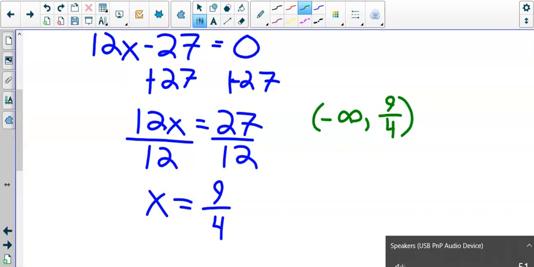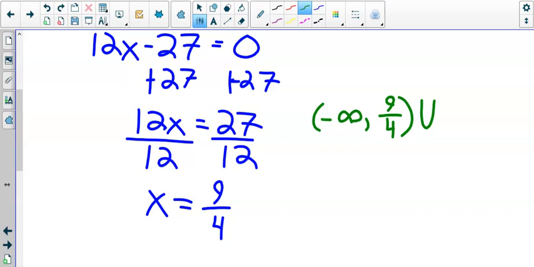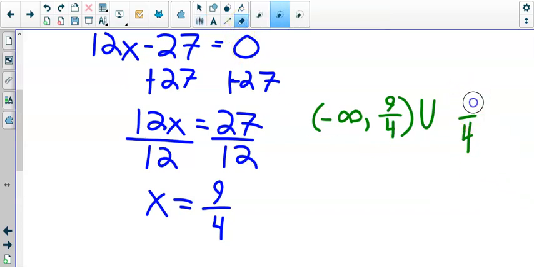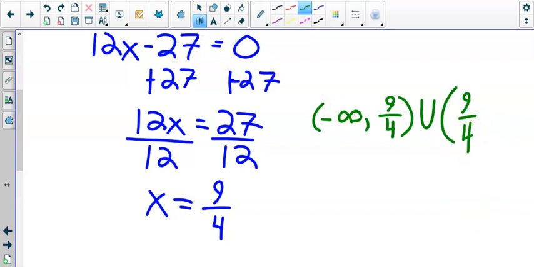Union. What comes next? You're going to start at 9 over 4 again. Bracket or parenthesis at it? Parenthesis. Yes. Because remember in class I said this is like we're jumping over the number. The parenthesis, union, parenthesis. It's like we're going to jump.